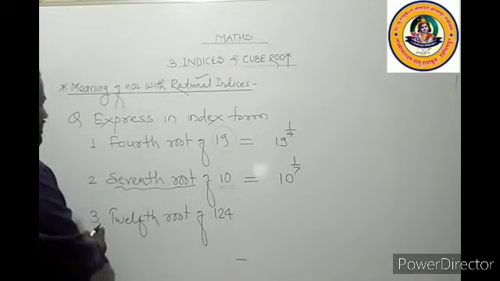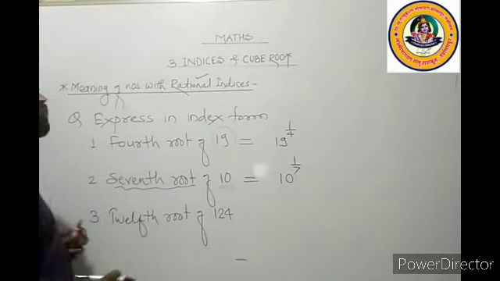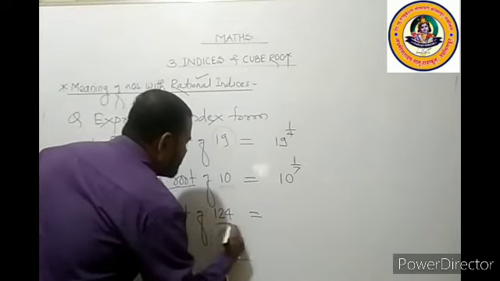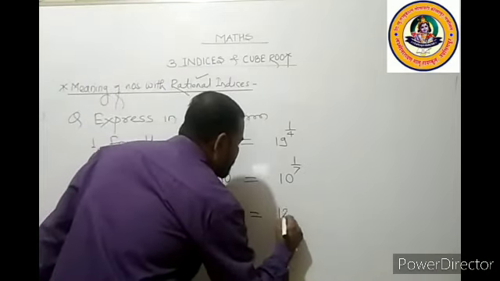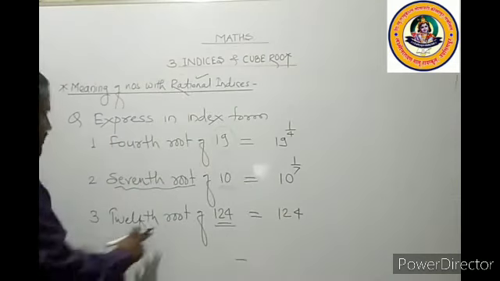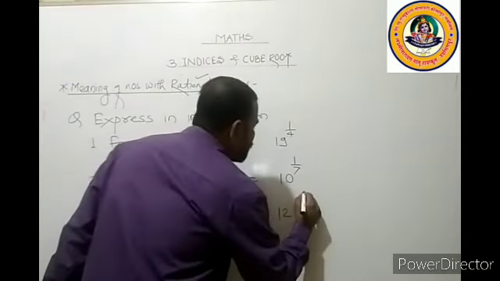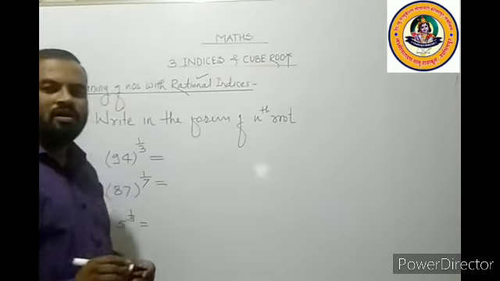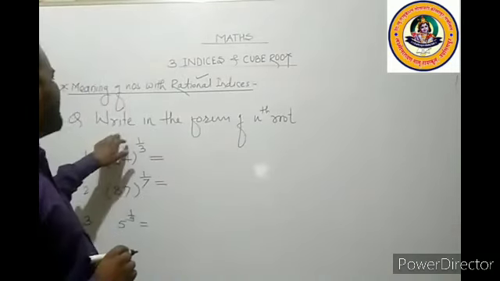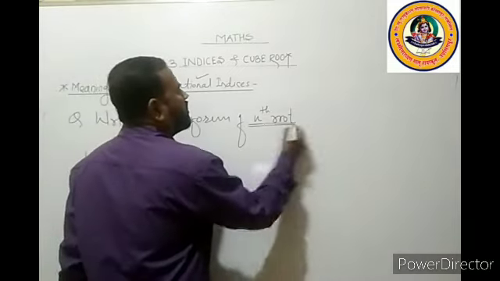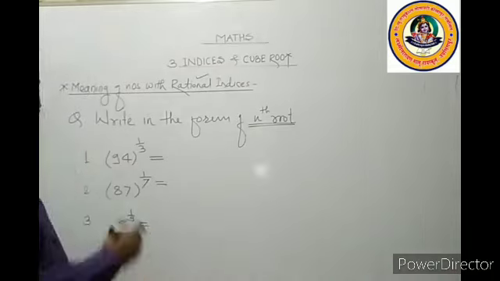Third, 12th root of 124. Here 124 is a base. We write 124 as a base, and in the index we write the 12th root, that means 1 by 12. If the question is to write in the form of nth root, we take some examples.